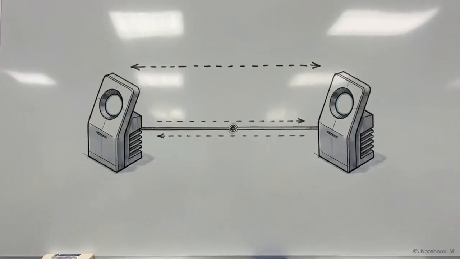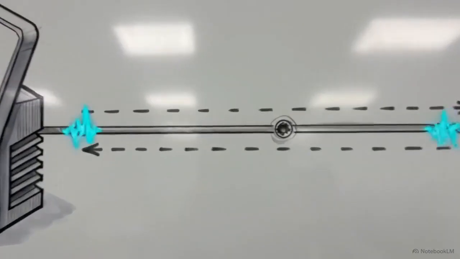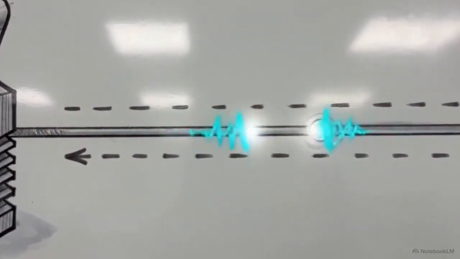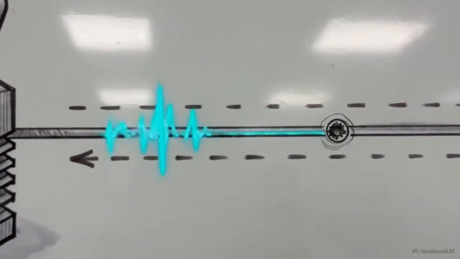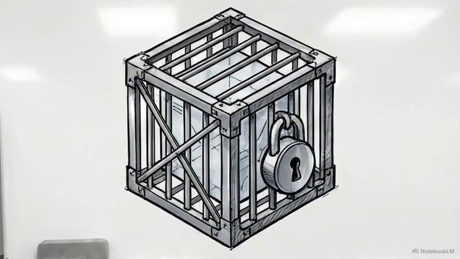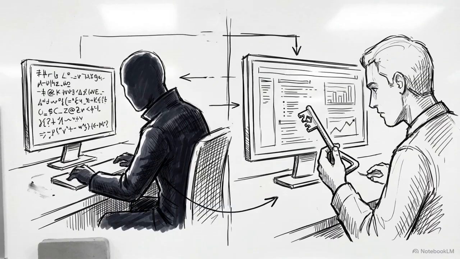Consider the standard model of network communication. Two distinct nodes, Alice and Bob, exchanging data packets across a standard connection. To protect this data from passive eavesdropping, we apply symmetric encryption. This effectively locks the data, ensuring only those with the correct cryptographic key can read the contents.